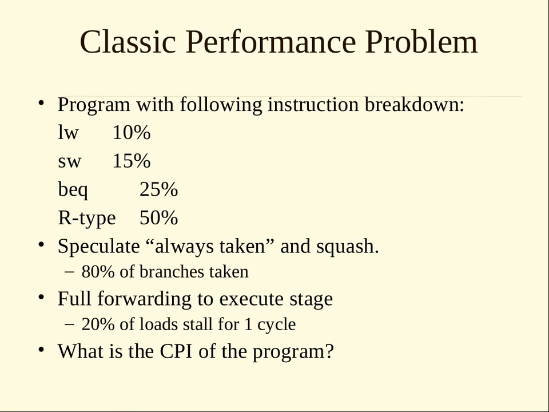All right, here we go. Program the following instruction breakdown. Speculate always taken and squash. 80% of branches are taken. Full forwarding, execute stage, 20% of loads stall for 1 cycle. What is the CPI? Oh, this is going to be great. I love this question.